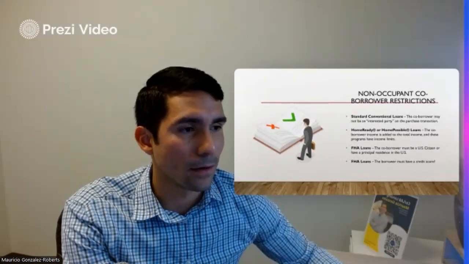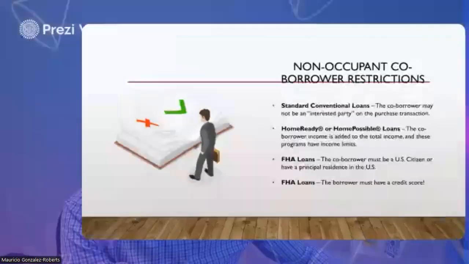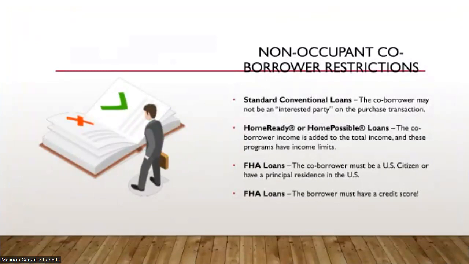All right, so let's jump on to non-occupant co-borrowers, some restrictions. So now that you know what types of programs may work with a non-occupant co-borrower, I just want to touch a little bit on some of the restrictions.